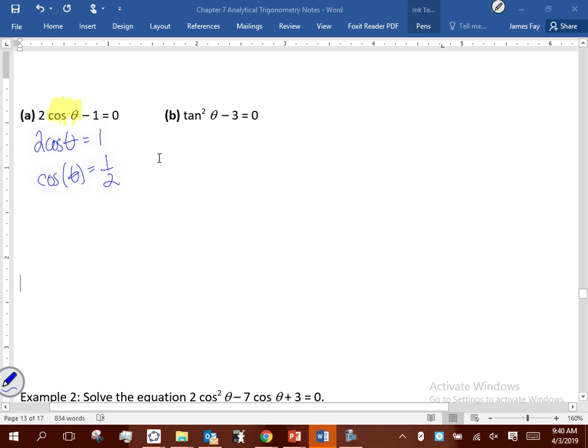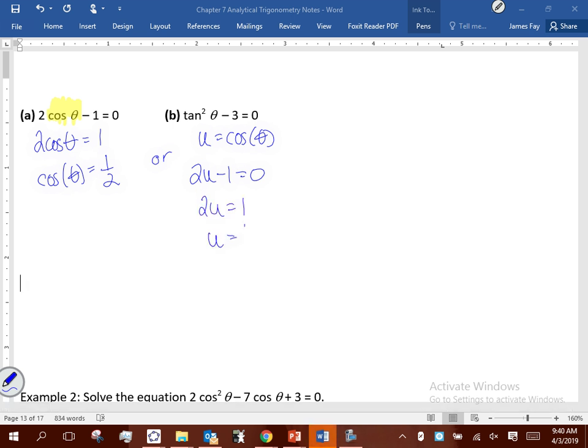Or, if you want to do this, we did this in algebra or college algebra, let's write that u is equal to cosine theta. And I think this is going to benefit some of us, because now can I write that as 2u minus 1 equals 0? And now it's strictly algebra. 2u is 1, u is 1/2. But what was u? Cosine theta.